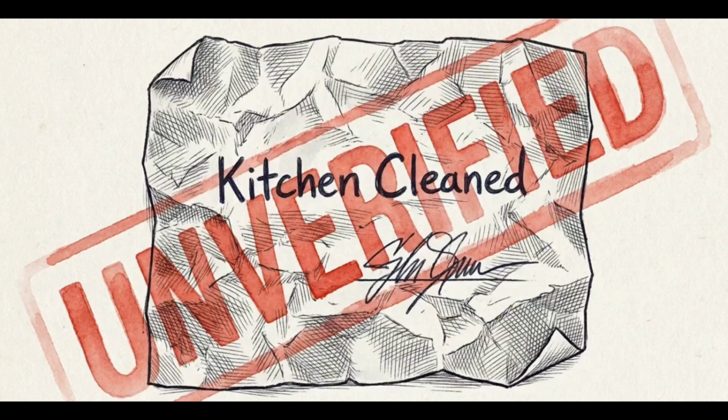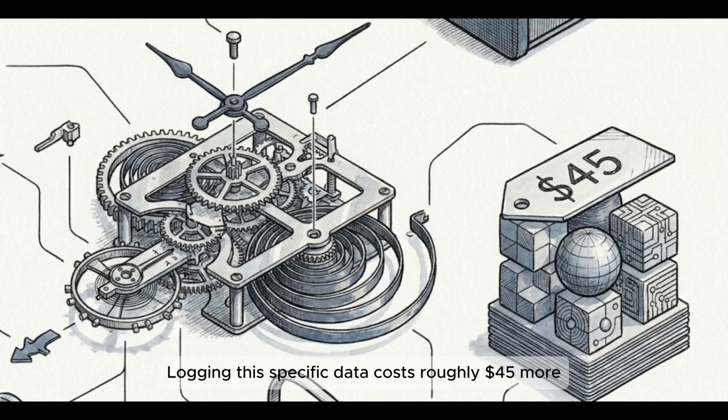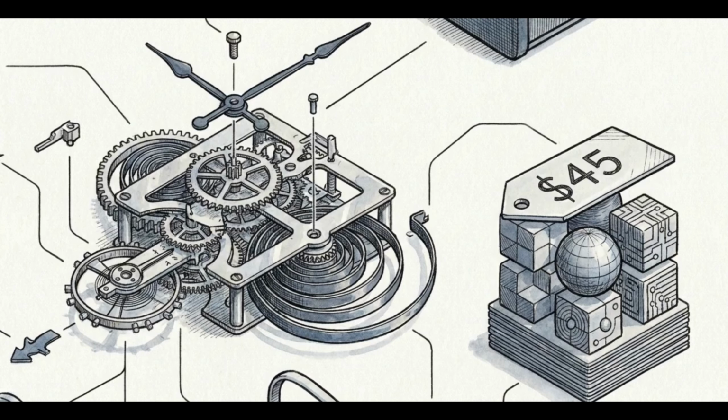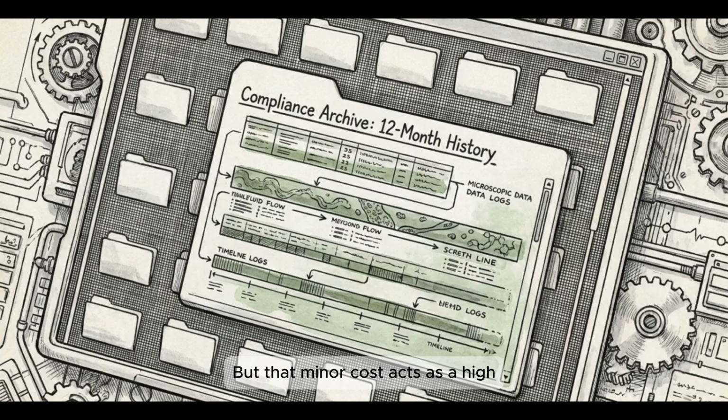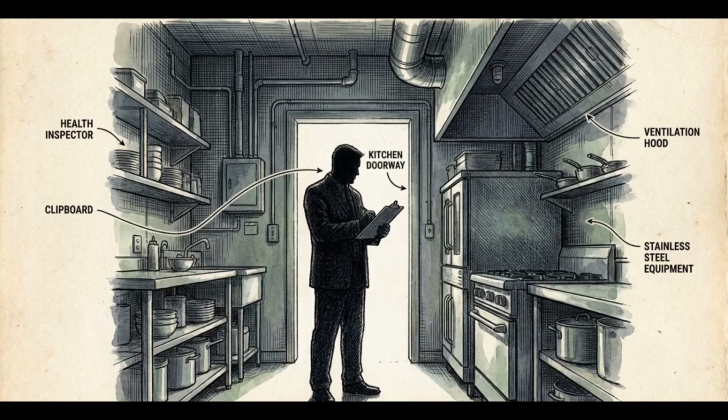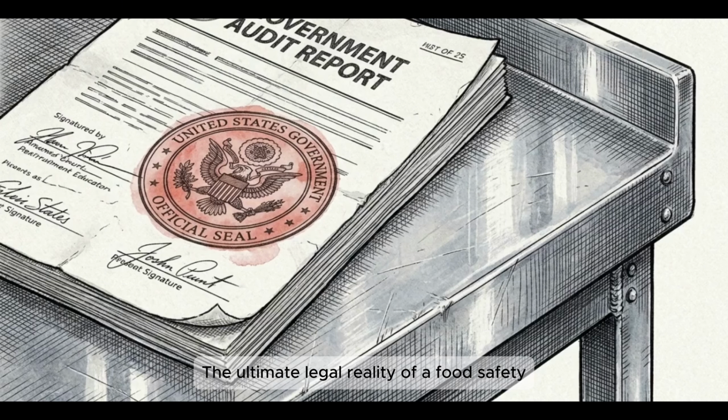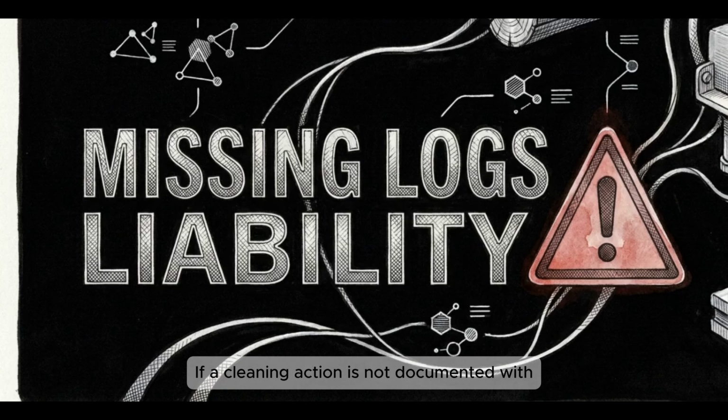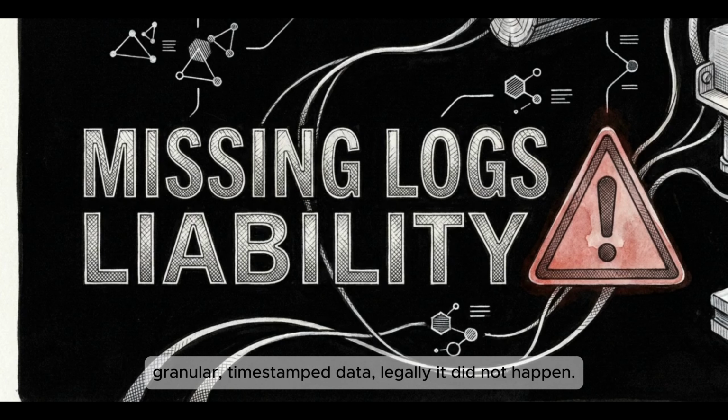Logging this specific data costs roughly $45 more in administrative time per clean, but that minor cost acts as a high-return insurance policy, allowing operators to generate a flawless 12-month auditable history the moment an inspector walks through the door. The ultimate legal reality of a food safety audit is incredibly simple. If a cleaning action is not documented with granular, time-stamped data, legally it did not happen.